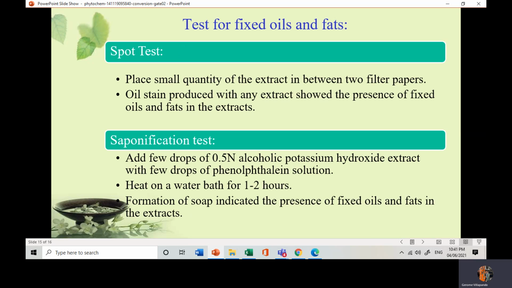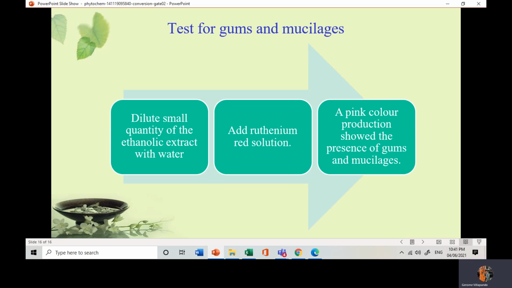Test for fixed oils and fats. Spot test. Volatile oil evaporates and does not leave a stain, while fixed oil leaves a stain. That is why it is called fixed, so it is difficult. Saponification test. Formation of soap indicates the presence of fixed oil and fats in the fluid extract.